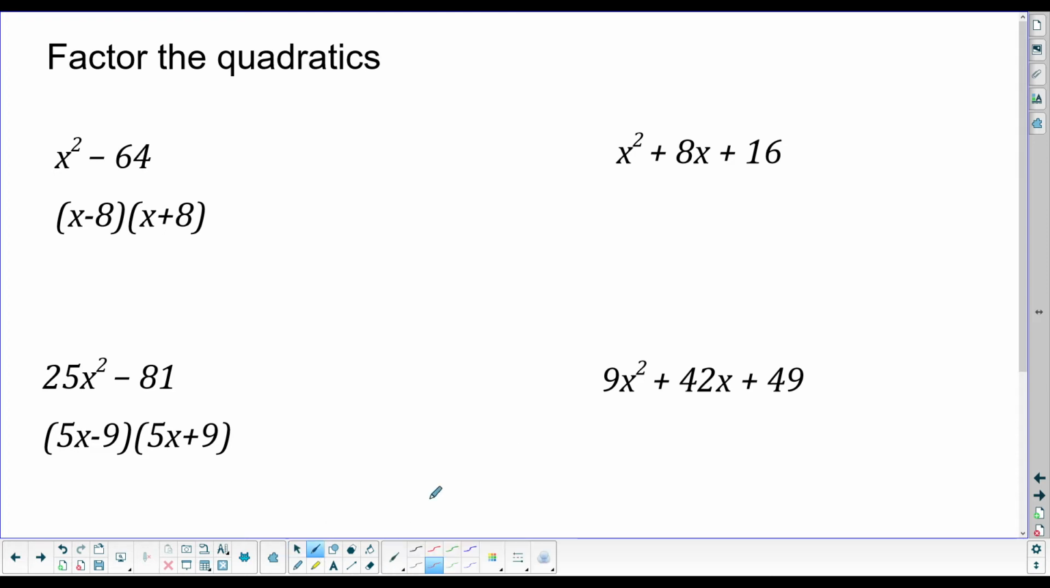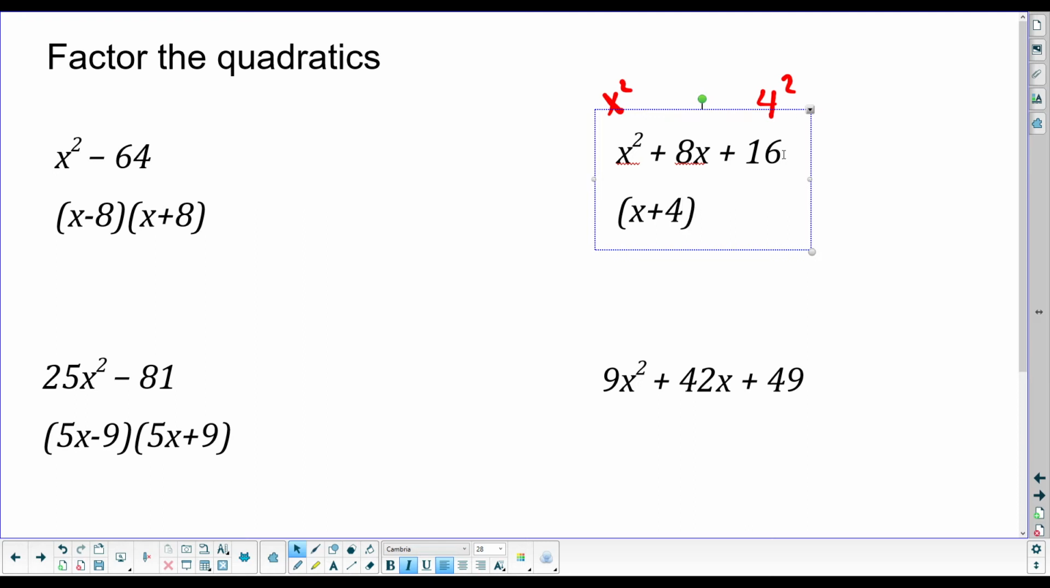Okay, if we look at these now, so here I've got a perfect square. 16 is also a perfect square. So this is x, right, times itself. This is 4 times itself. And so the question is 8x 2 times x times 4. And so 2 times x times 4 gives me 8x. So this actually works out. This is a perfect square polynomial. And so this is actually x plus 4 squared.